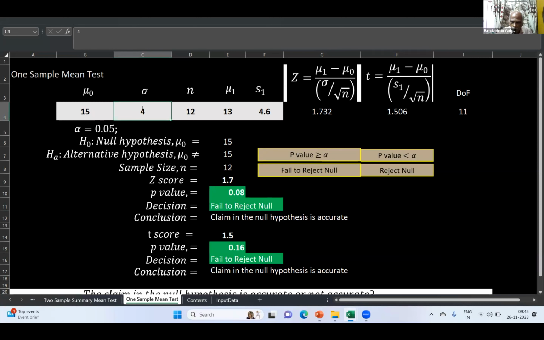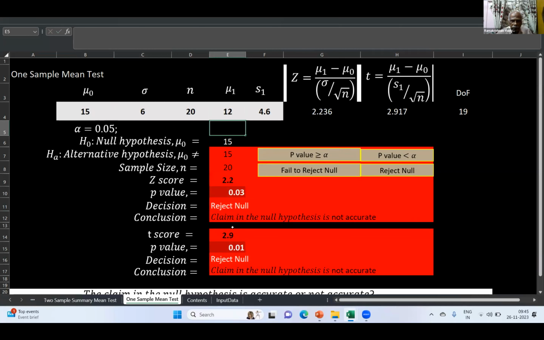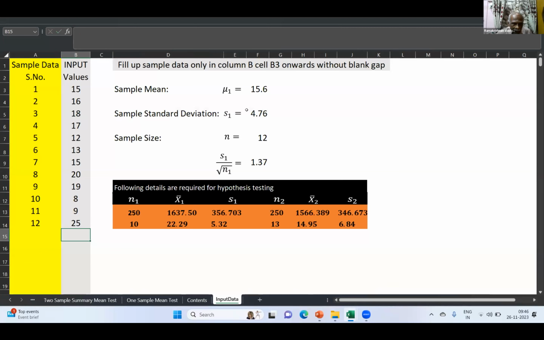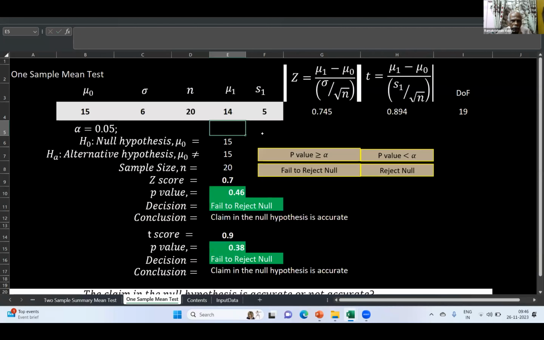Suppose I put it as 12. I'll make it 20, and mu is 12. See, claim in the null hypothesis is not accurate. Understood? If the standard deviation is more than this, it will also not be accepted. If it is less than this, 5, and if it is 14, it's okay. That's all. The data you substitute here in the input data, get the mean and standard deviation, go back and put it and you get this.